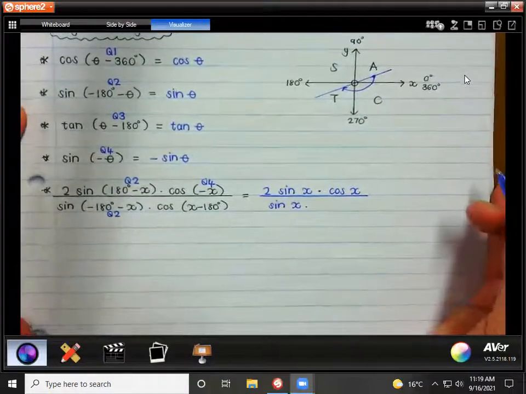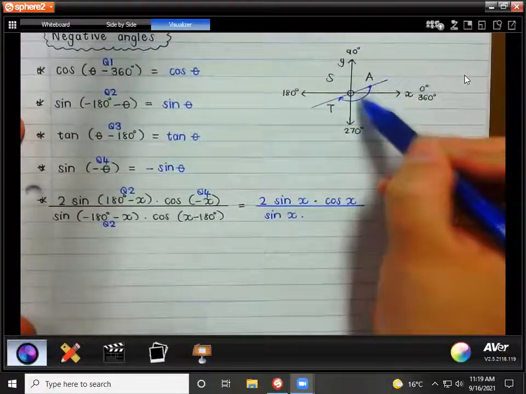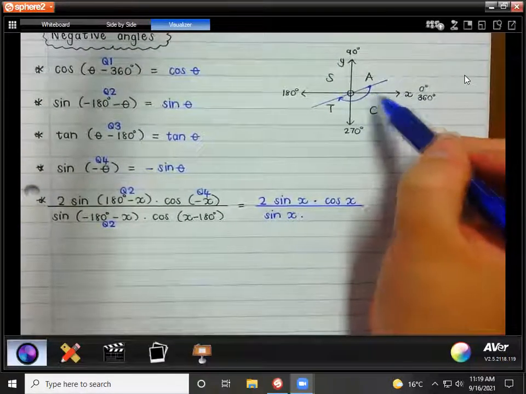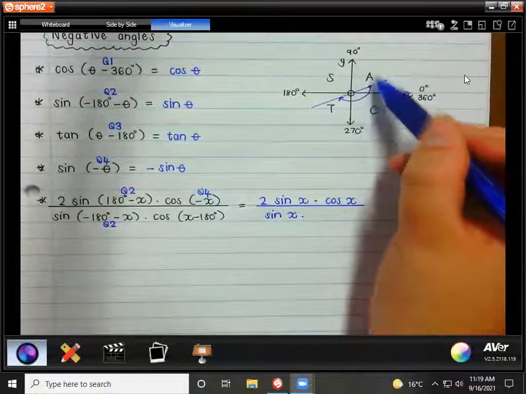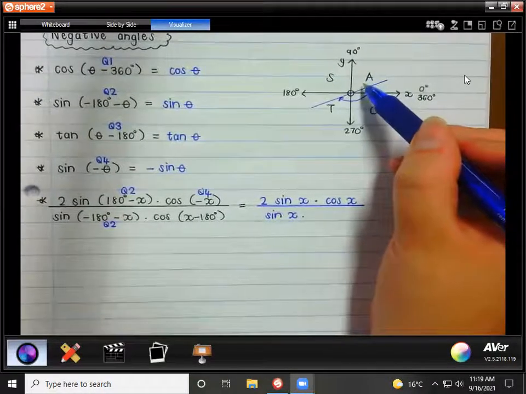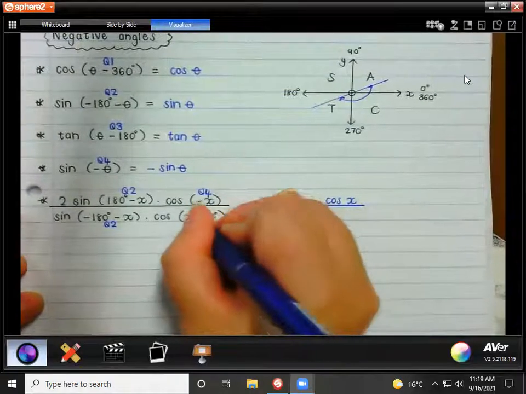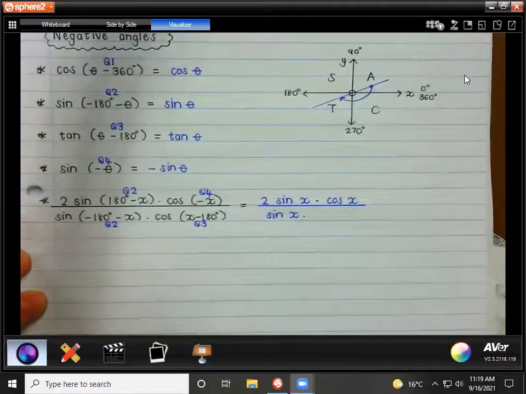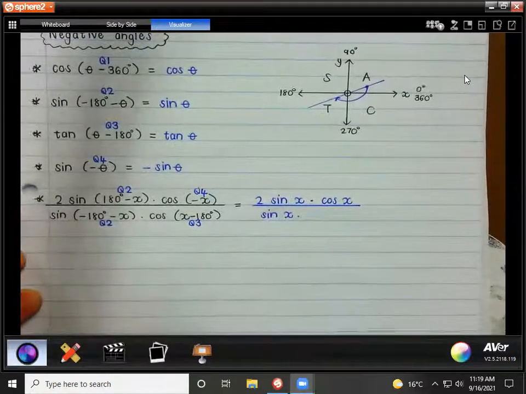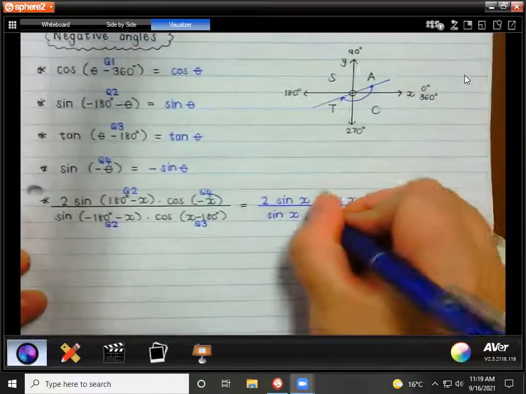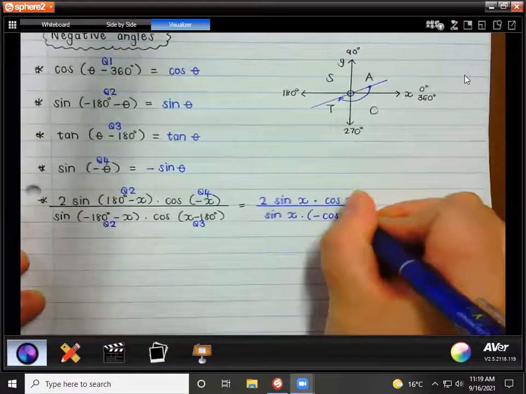Okay, then the last one, x minus 180. This is the one that I actually drew in on the picture, right? So x would be an acute angle, so anywhere in the first quadrant. And then we minus 180 degrees from it. So that will end up in quadrant 3. What is cos in the third quadrant? Negative. So this one becomes negative cos x.